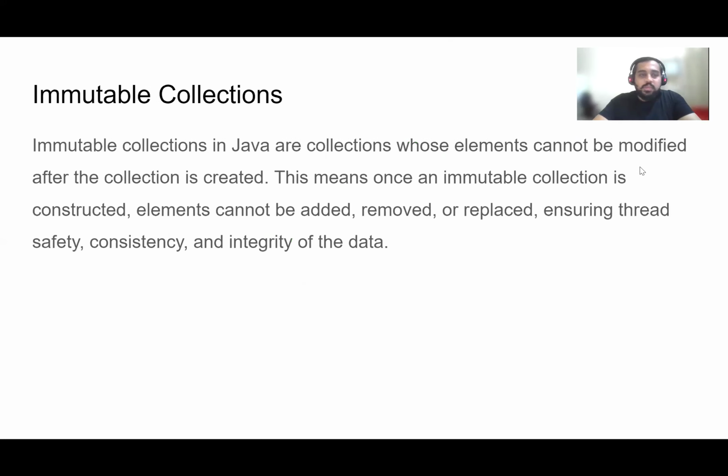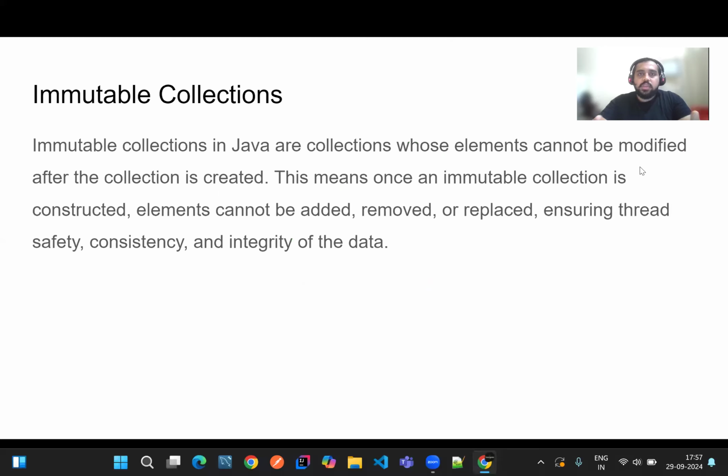So guys, what do you mean by immutable collections? Immutable collections means once the collection gets created and data is added to that collection, it will be final, it will be constant, so that next time I can't add, remove or delete data from it. It will be immutable for all the operations, create, update and delete.